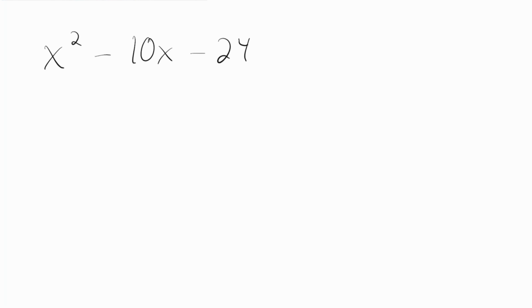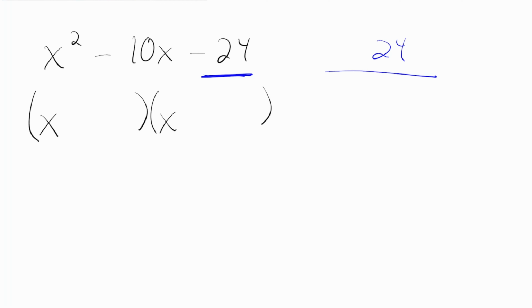First, we're going to start with x squared minus 10x minus 24. And we're going to do what we often do with factoring problems. We're going to create two sets of parentheses, just like this, and we're going to put an x at the front of each one. Next thing we're going to do is look at this number way over here on the right. In this case, it's 24. And we're going to write out all the factors starting with 1. That is 1 times 24, 2 times 12, 3 times 8, and 4 times 6.